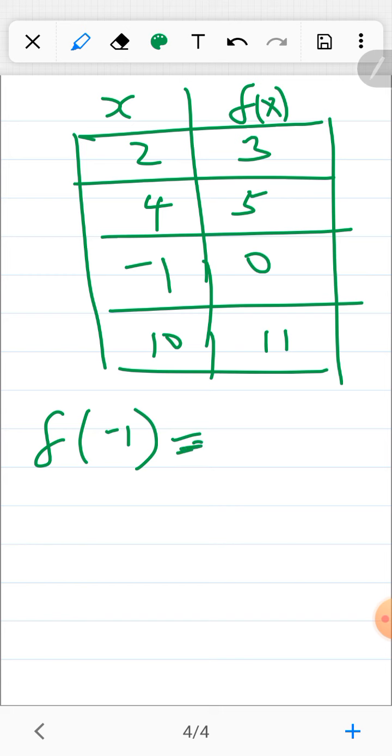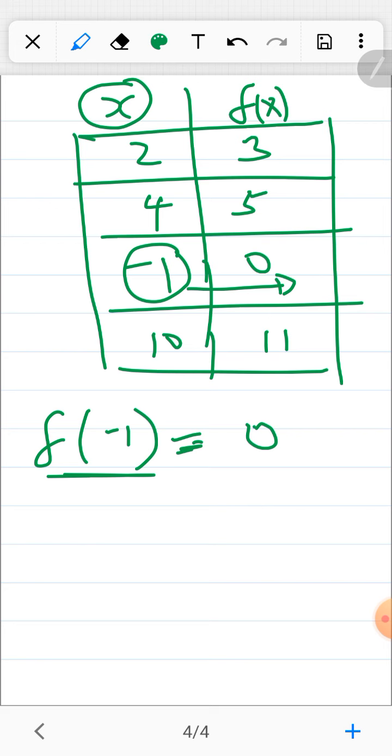Well, I can look at my table, and I see that for this function, if the input, because x is always the input, if the input is -1, my output is 0. So f of -1 is going to be equal to 0. Well, what is the f inverse of 11?